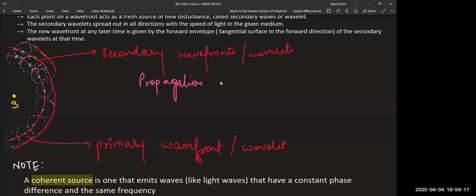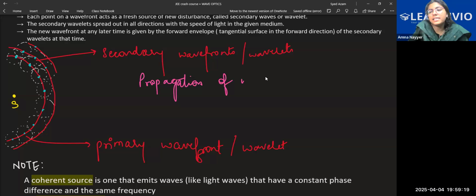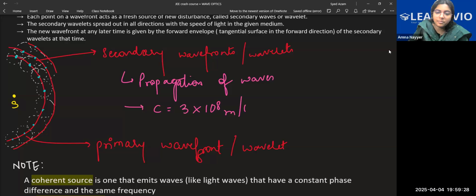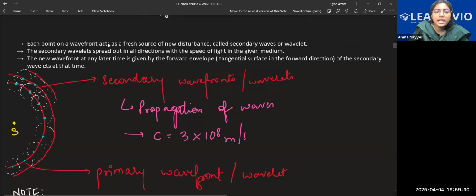Yes, ma'am. So Huygens' principle basically tells about the propagation of waves. And these wavelets travel with the speed of light, that is 3 into 10 to the power 8 meter per second. So this is what is written. Let's read the points. Each point on a wavefront acts as a fresh source of new disturbance called secondary wavelets or waves. These secondary wavelets spread out in all directions with the speed of light in the given medium. The new wavefront at any later time is given by the forward envelope. How is this forward envelope formed?